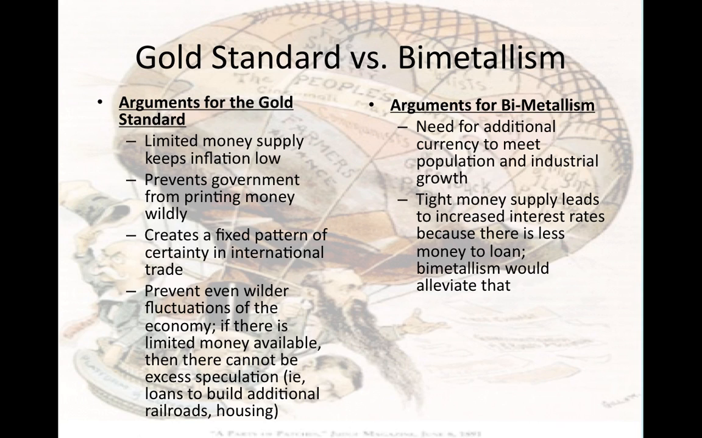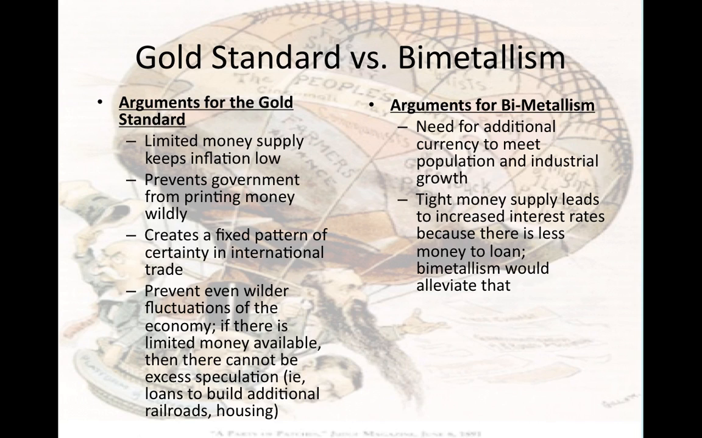I'm going to go ahead and let you pause me and write them down. I'm going to give you sort of a quick overview of it. People who want the gold standard want to keep the money supply low, and they want to keep inflation low because it prevents the government from printing money wildly, but mostly it's because the people who are advocating for the gold standard control gold.